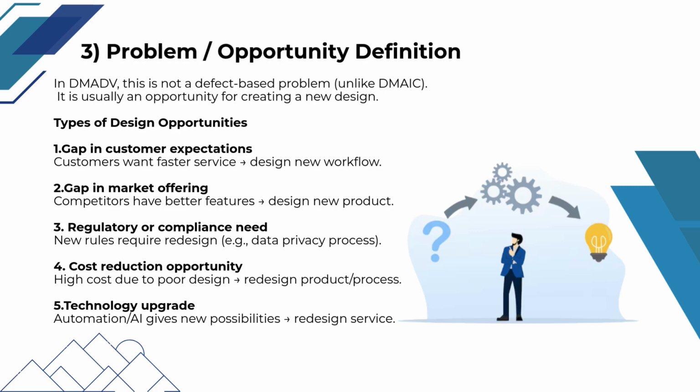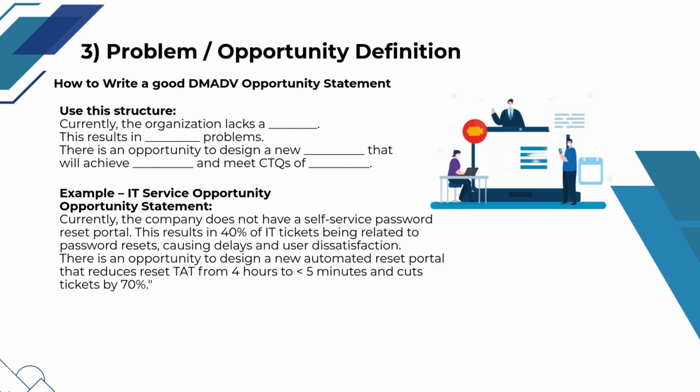In DMADV, the focus is not on defect-based problems as in DMAIC, but on identifying opportunities to create a new or improved design, which may arise from gaps in customer expectations, gaps in market offerings compared to competitors, regulatory or compliance changes that require redesign, cost reduction needs driven by poor existing design, or new possibilities enabled by technology upgrades such as automation or AI. A strong DMADV opportunity statement clearly describes the current gap, the resulting problems, and the design opportunity along with measurable objectives and CTQs, typically following the structure.